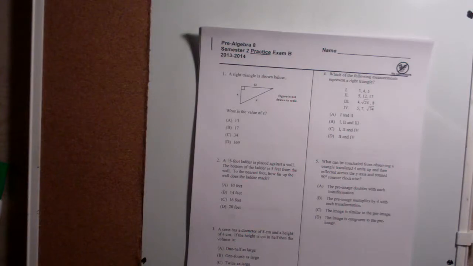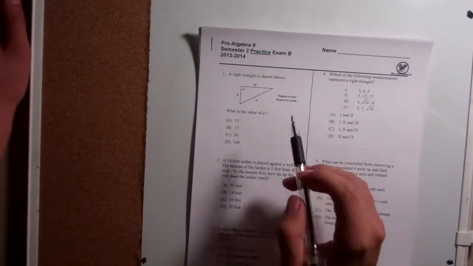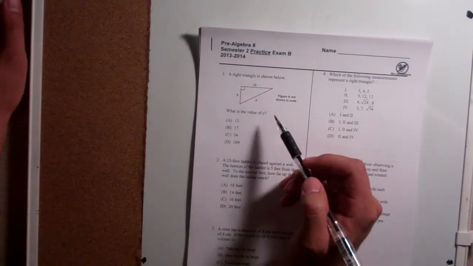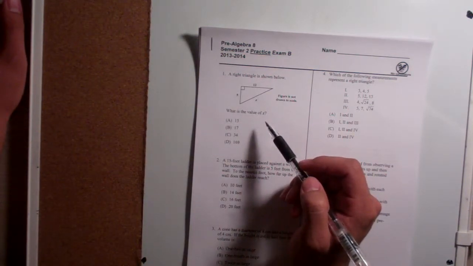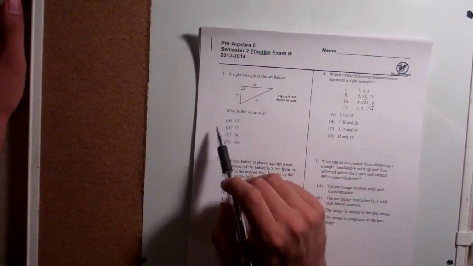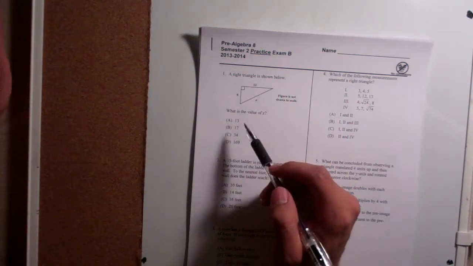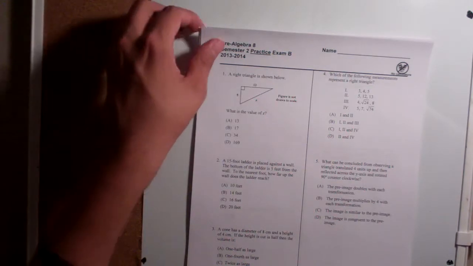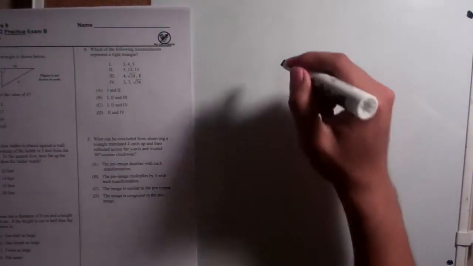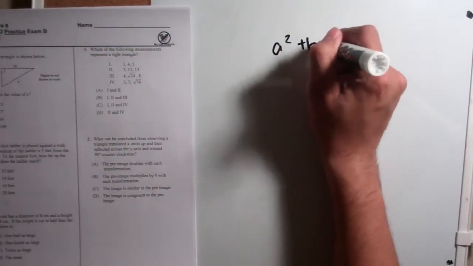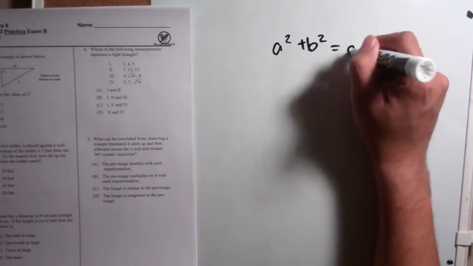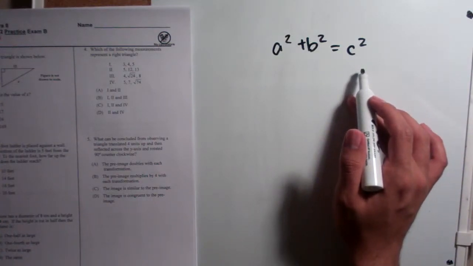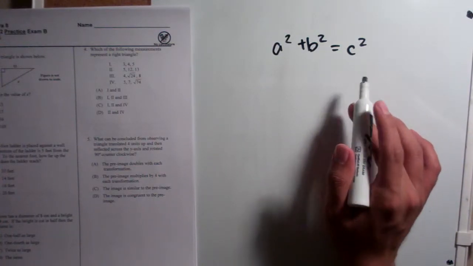So number one, it says a right triangle is shown below. We have sides 5, 12, and x. And the question is what is the value of x? Okay, so looking at this, we have a right triangle. I want to find a missing side, so what we're going to use is the Pythagorean theorem. The Pythagorean theorem says that if you have a right triangle, a squared plus b squared is equal to c squared, where c squared is our hypotenuse, and coincidentally, that is the side that we want to find.